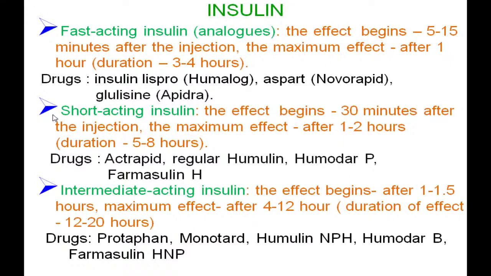Short-acting insulin. This is regular insulin. Once again, more often we use human, very rarely porcine. Effect begins in 30 minutes. Maximal effect 1 to 2 hours and duration 5 maybe to 8 hours. Examples: Actrapid, regular Humulin, Humodar P porcine, Pharmasulin H human.